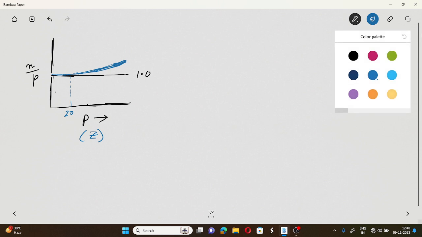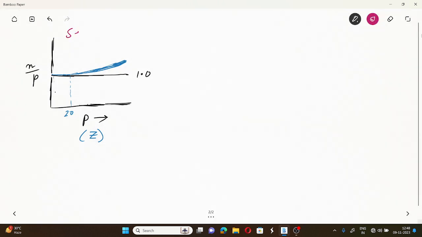this is referred to as the Segrè chart. This is referred to as the Segrè chart. This graph is called the Segrè chart. Now this n by p ratio, this is one way of explaining the stability.